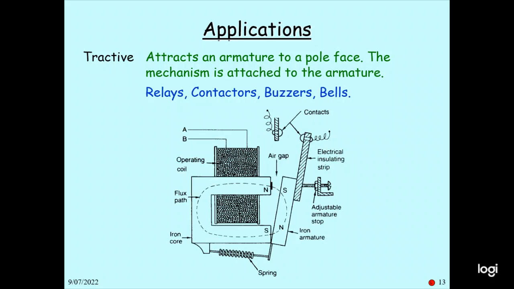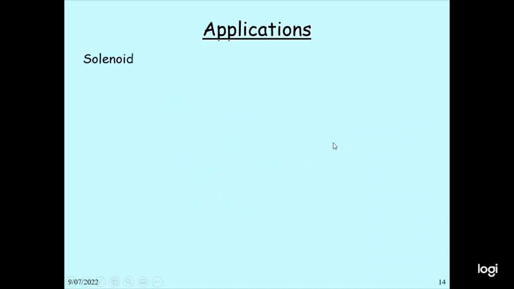Applications use the electromagnetic effect. The coil attracts the armature to the pole face, the magnetism attracting the armature. You use the operating coil, this is the flux path, this is the air gap, and the contacts. So relays, contactors, and buzzers use that magnetism.